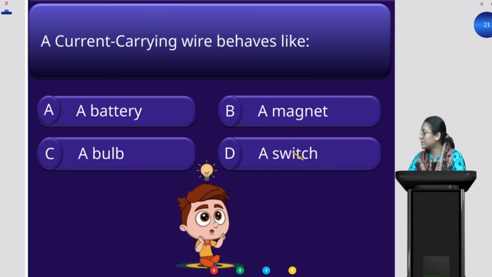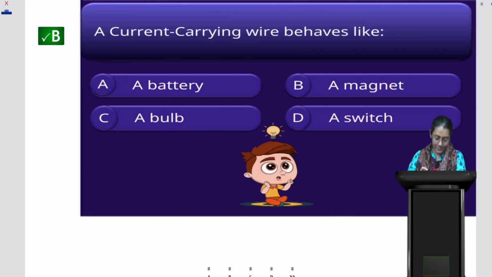Yes, already I have got so many right answers. Very good. Rest of the students also try to answer, okay? Very good, very good. So many of you have already given the right answer. And with that, your time is up. Let's see. Very good. So many of you have given the right answer. So our right answer will be what? Yeah, our right answer will be option B, a magnet.